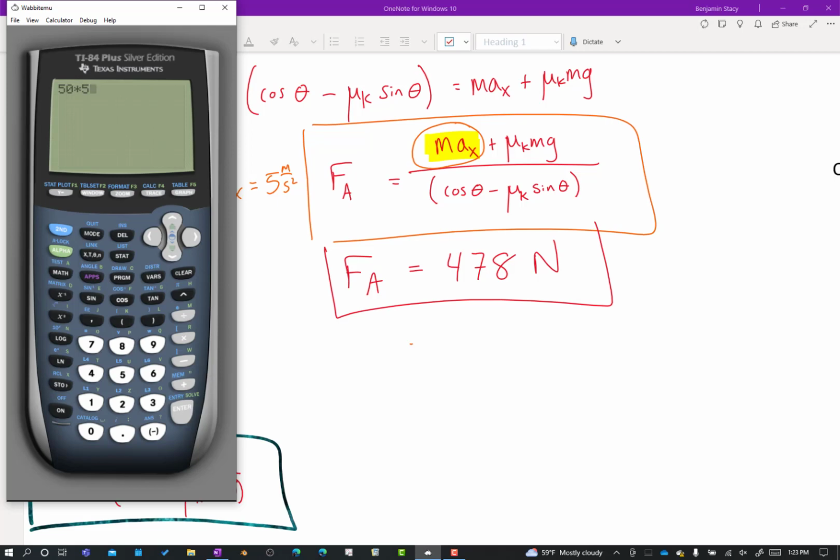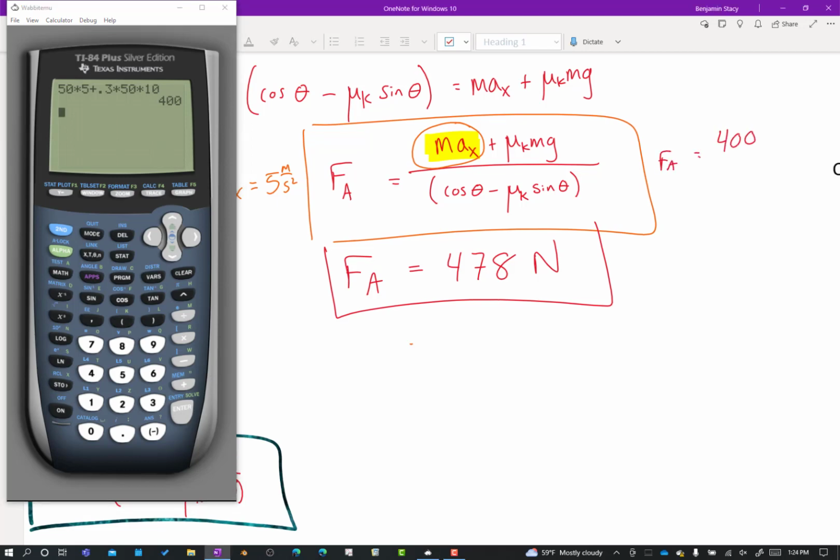I got 50 kilograms as my mass times acceleration 5 meters per second squared. Then I want plus mu k, which is 0.3, times the mass again. Okay, so I guess I could have factored that mass out in the numerator. Something I could have done. It's okay. Times 10, it's a little g. All right, so I got 400 in the numerator. Maybe I just make a little note up there.